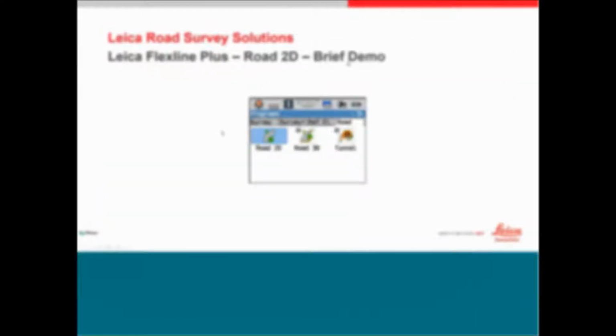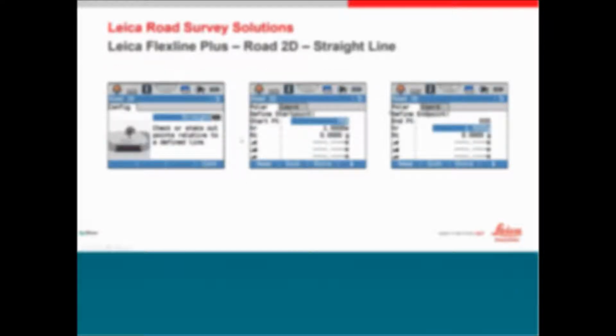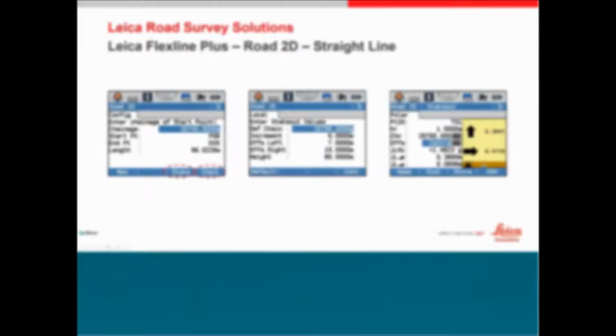For FlexLine Plus Road 2D, I prepared all this. You can use the data that I am going to share with you to set up. For this Road 2D, you can just input it directly. First you must have the start point and end point defined. So I name it the point of beginning or end of the straight line. After that you can put in the chainage and then do your setting from there.